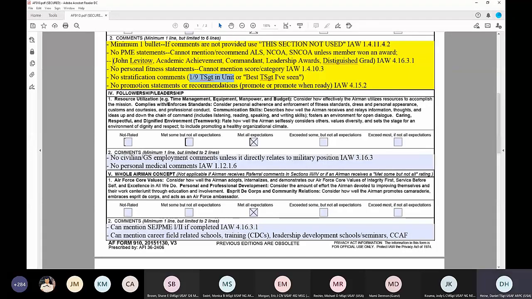Also, they cannot have any personal medical comments anywhere. So this is in regards to the non-rated days.